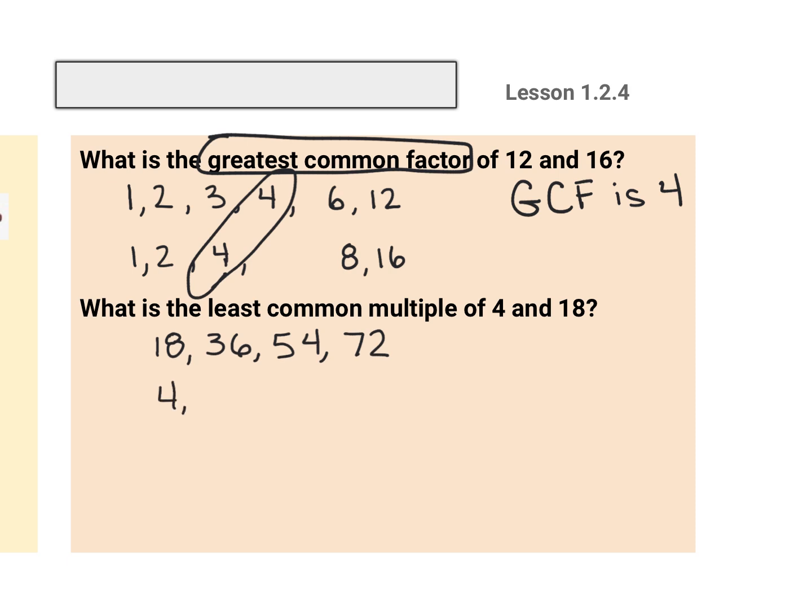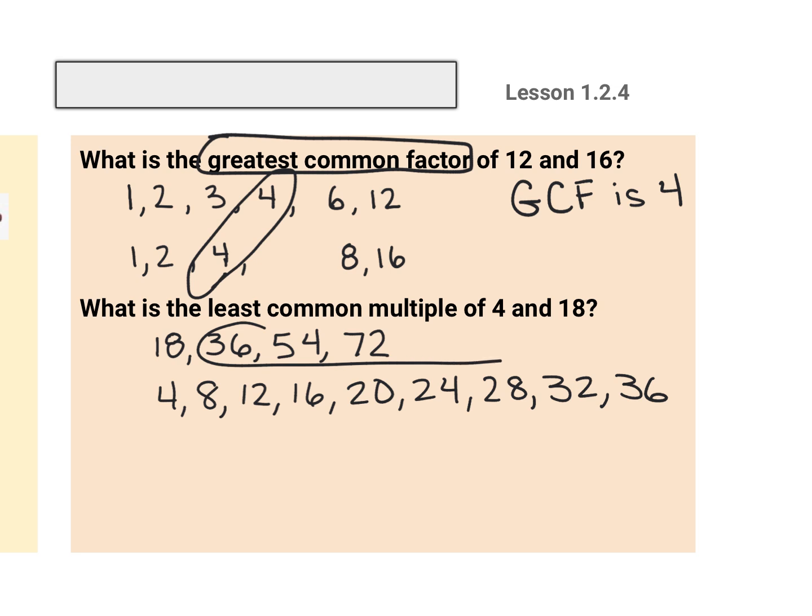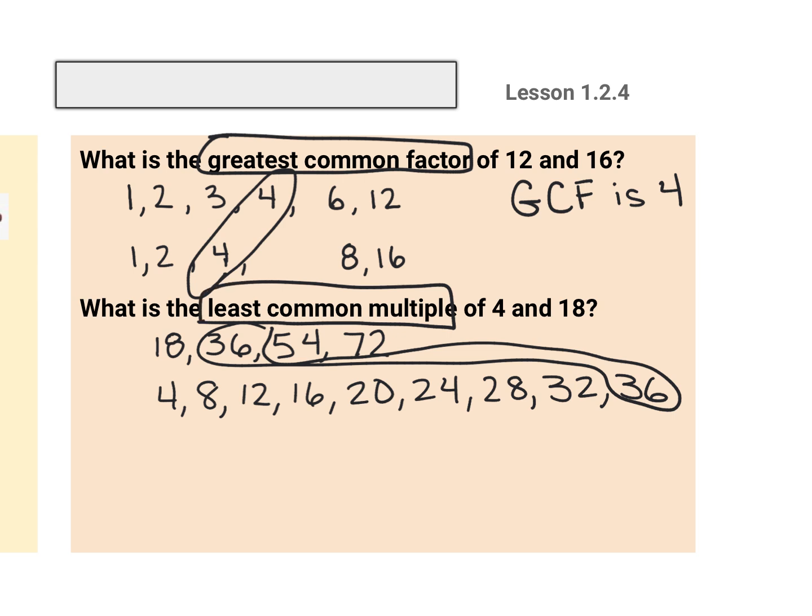So 4, 8, 12, 16, 20, 24, 28, 32, 36. Finally got one that matched. So that is the least, or the smallest number they share. So least common multiple, or LCM, is 36.